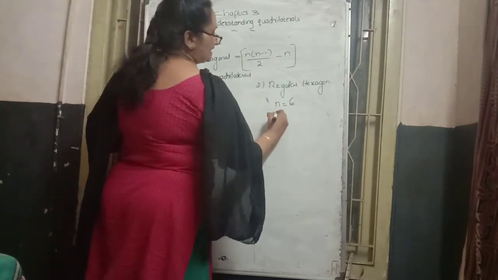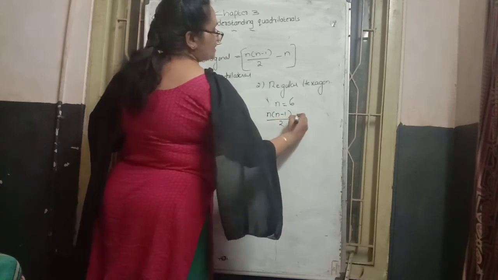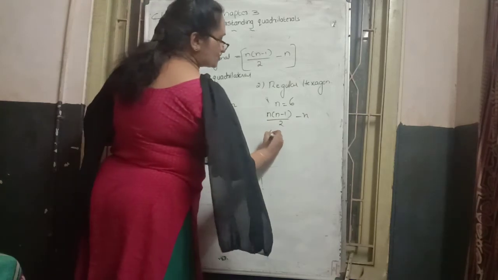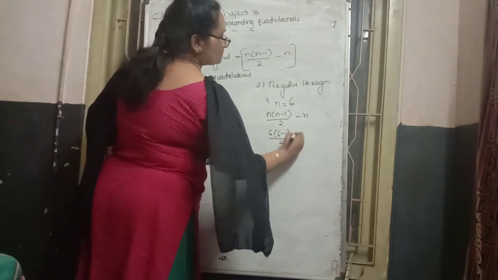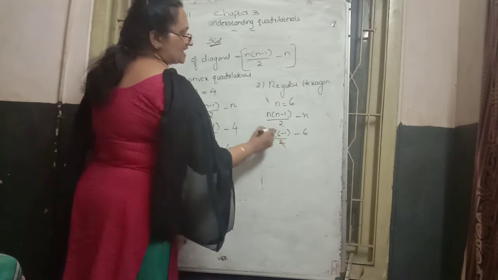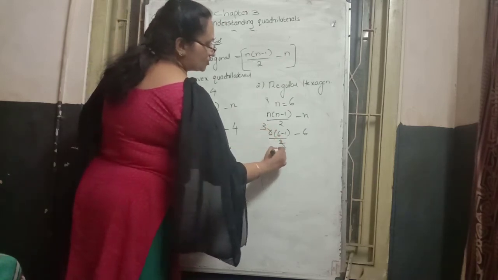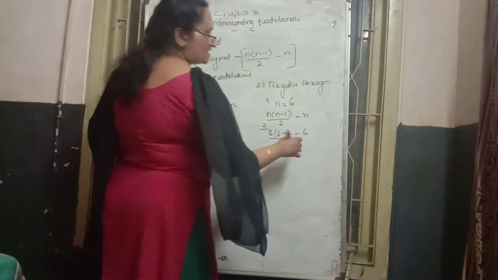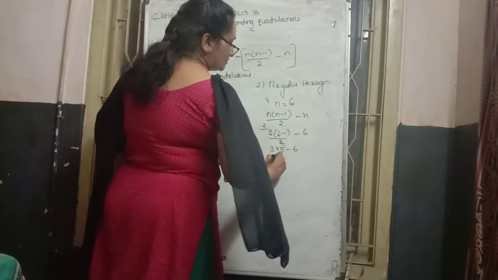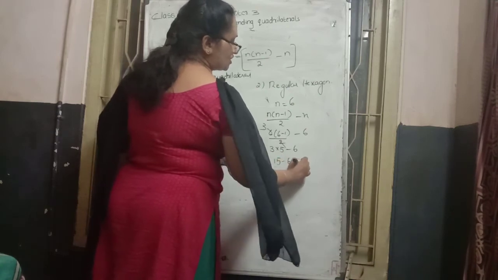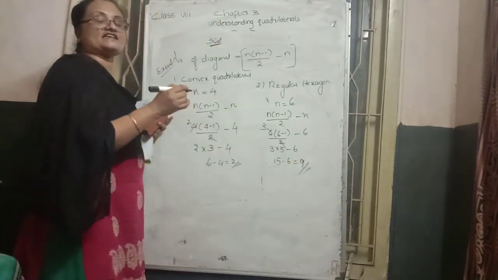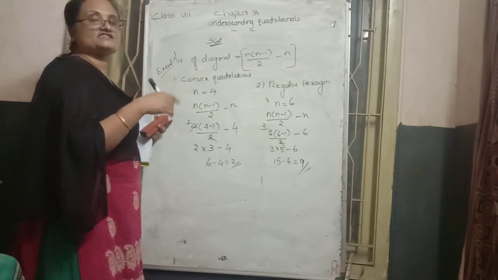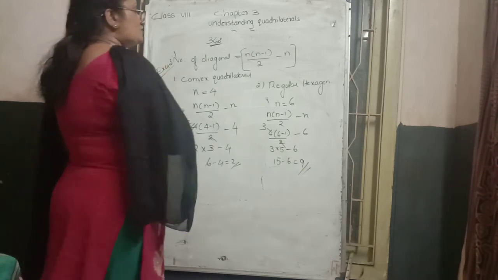The diagonal finding formula: n into (n minus 1) by 2 minus n. Where n, the number of sides, is 6. So 6 into (6 minus 1) by 2 minus 6. 2 and 6 cancelling gives 3. So 3 into (6 minus 1) comes to be how much? 5. Minus 6, denominator 1 only. 3 into 5 becomes how much? 15. 15 minus 6 comes to be how much? So in a hexagon, how many diagonals can we draw? 9 diagonals. That is the meaning. 9 diagonals we can draw.